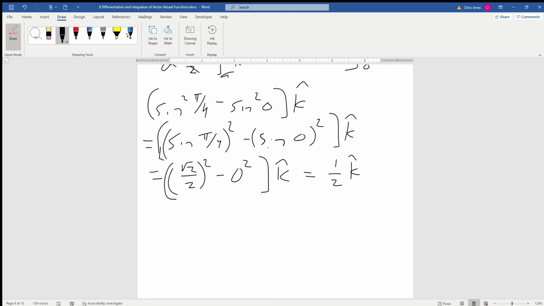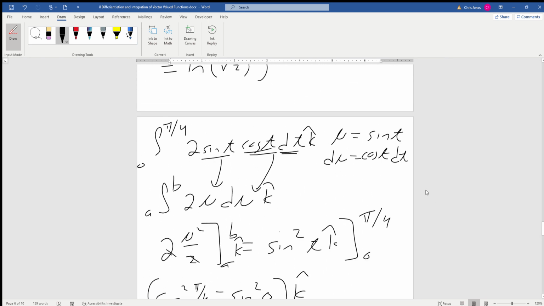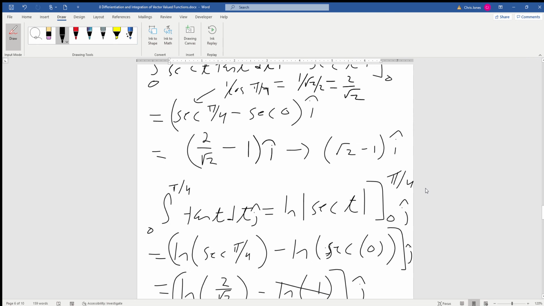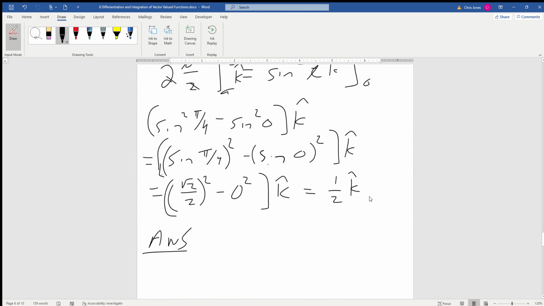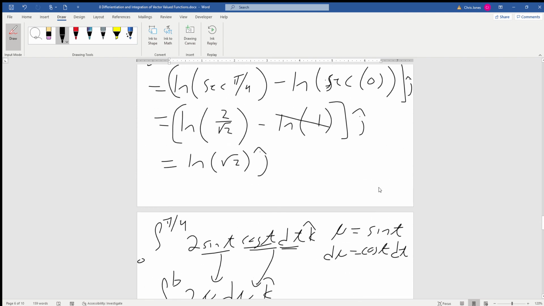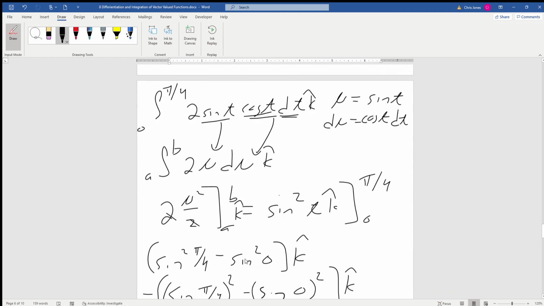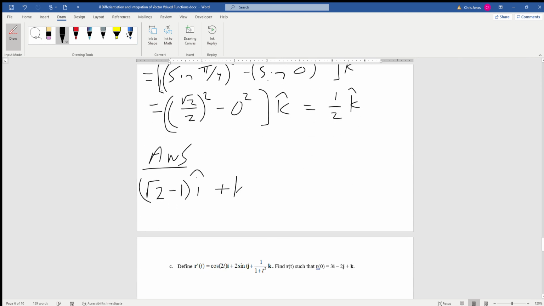And so finally, we can put this all together. And our answer is going to be, we're going to go all the way back up, and remember, we had root 2 minus 1, i. And then we had our ln of root 2, j. And then finally for k, we had our 1/2 k.